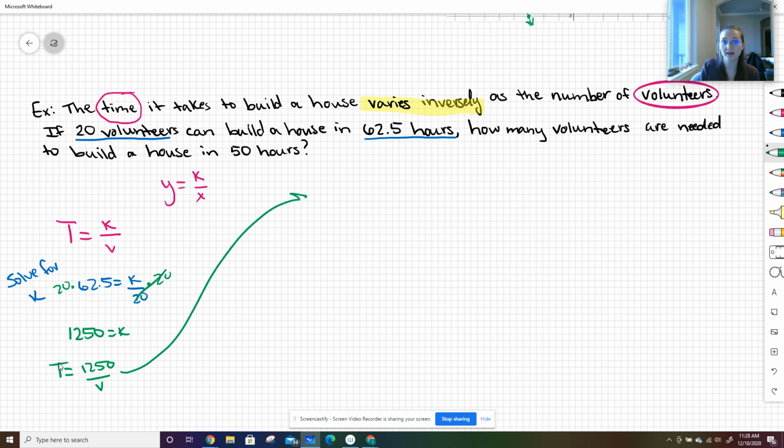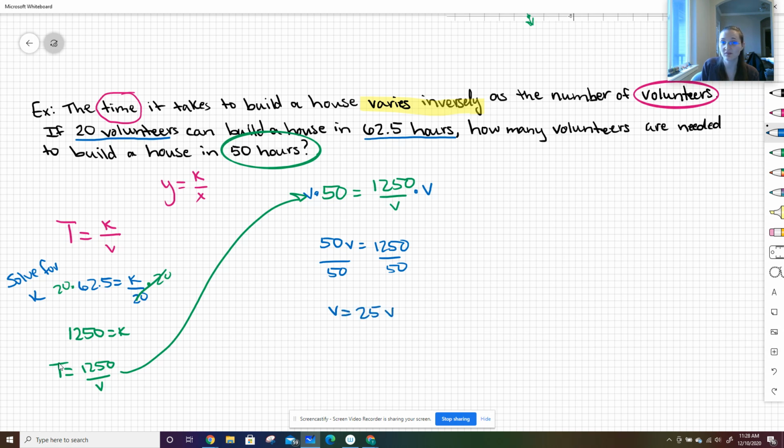Now I can take that and I can actually solve for when I want 50 hours. So I can say 50 equals 1,250 over V. And I want to solve for volunteers. So right now it's 1,250 divided by V, so I'm going to multiply by V on both sides. So I end up with 50V equals 1,250. Divide off the 50, so I get V equals 25 volunteers.